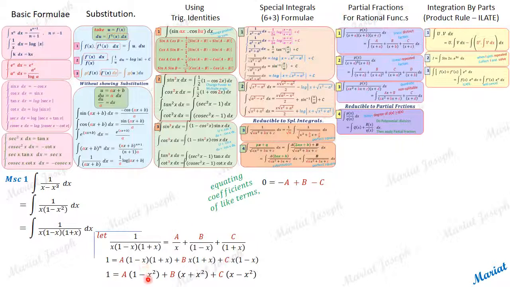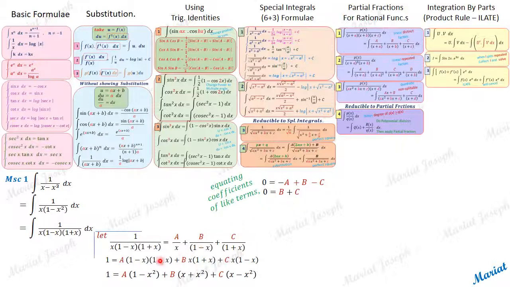Now let me go and equate the coefficients of the x term. There is no x term here. Here bx plus cx. So b plus c will be the coefficient of x on the RHS, but on the LHS again 0. No x. So 0 equal to b plus c.